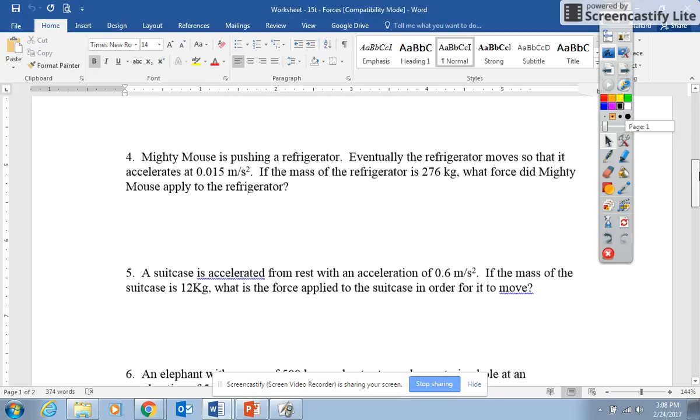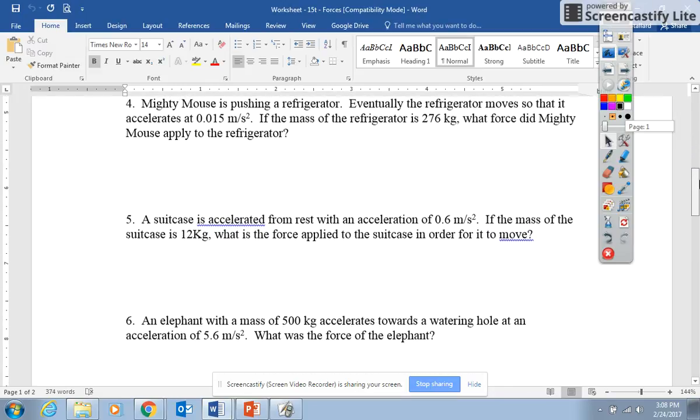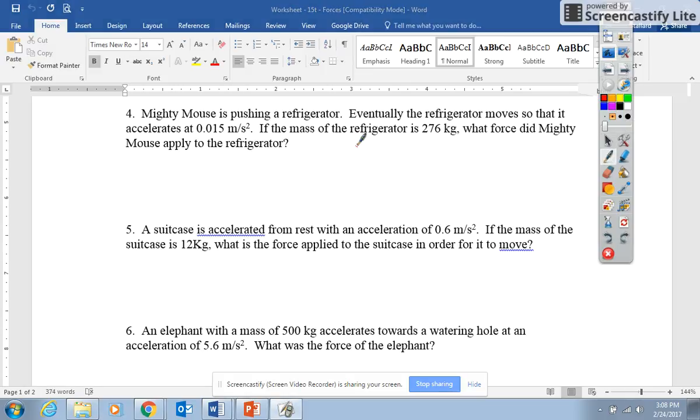Let's see. How about number 4 here? Number 4 says that Mighty Mouse is pushing a refrigerator. Eventually, the refrigerator moves so that it accelerates at 0.015 meters per second squared. If the mass of the refrigerator is 246 kilograms, what force did Mighty Mouse apply to the refrigerator?